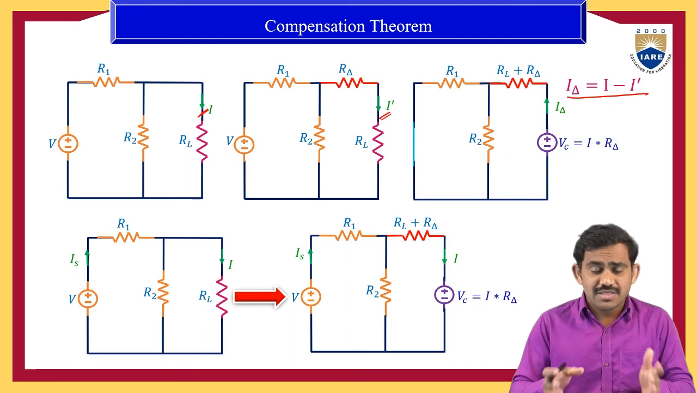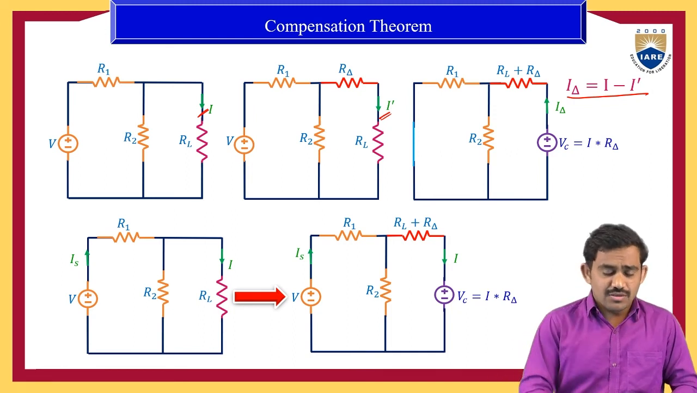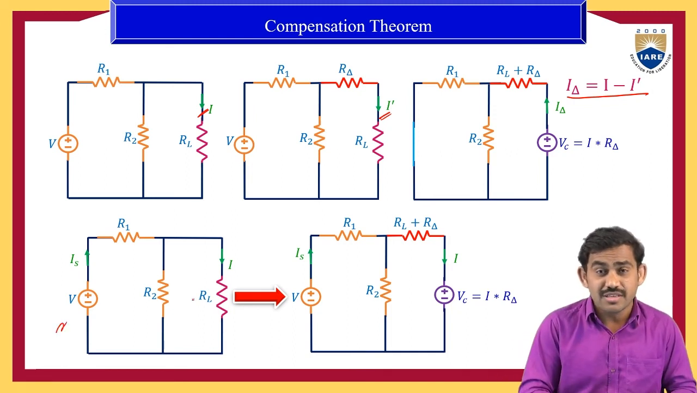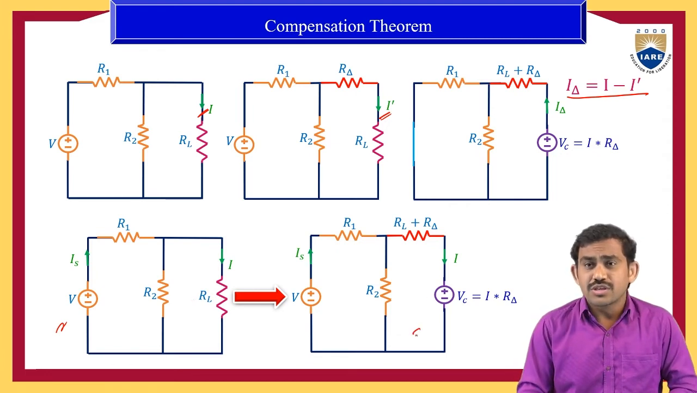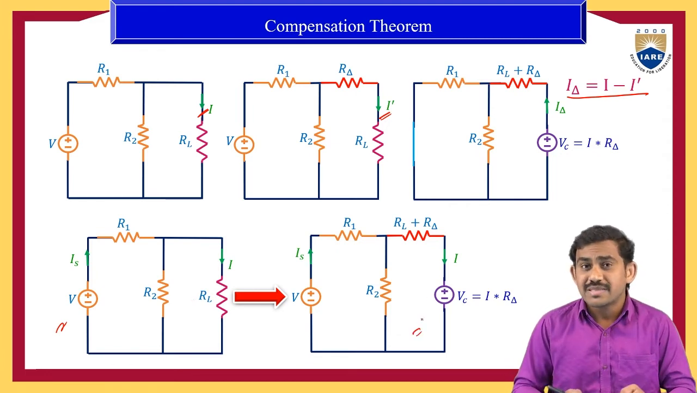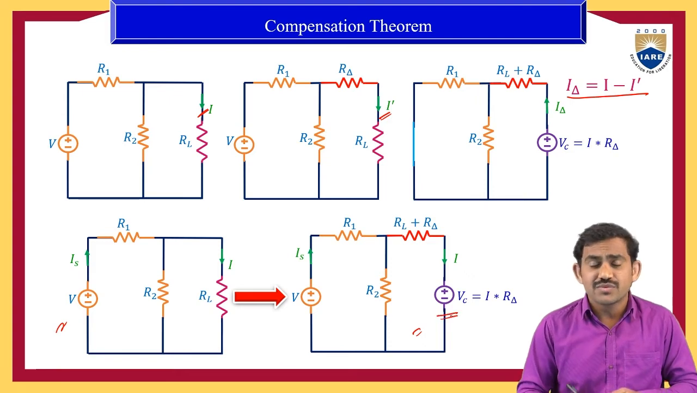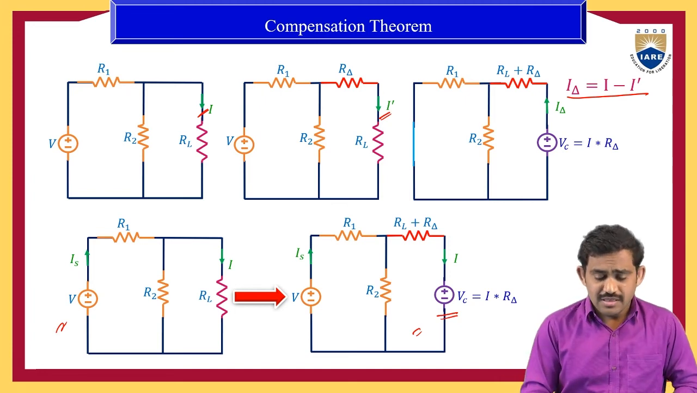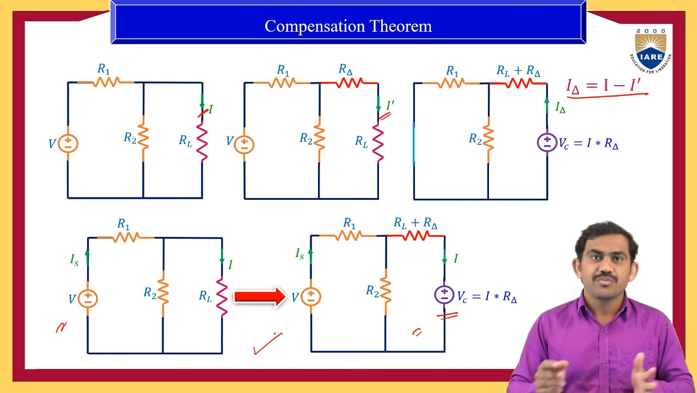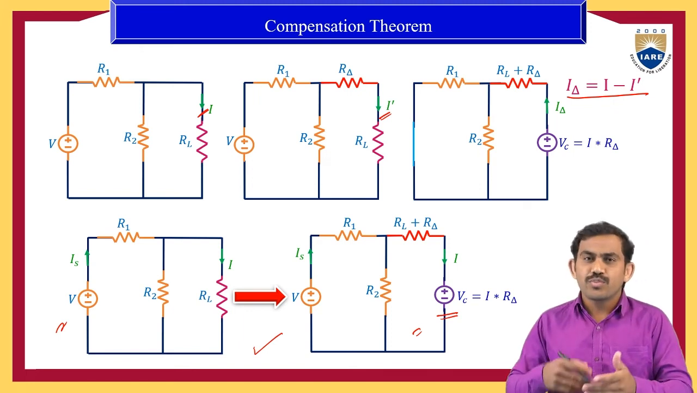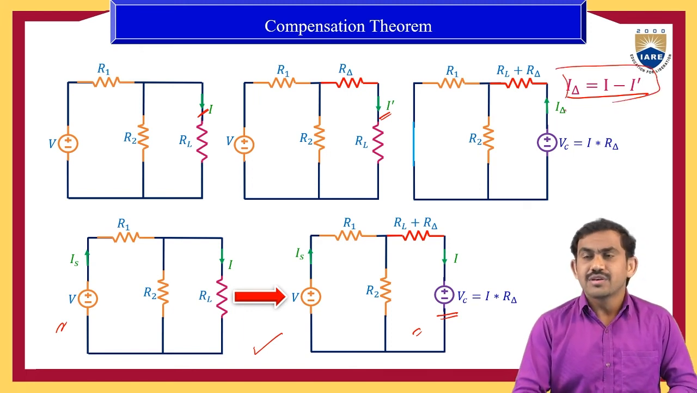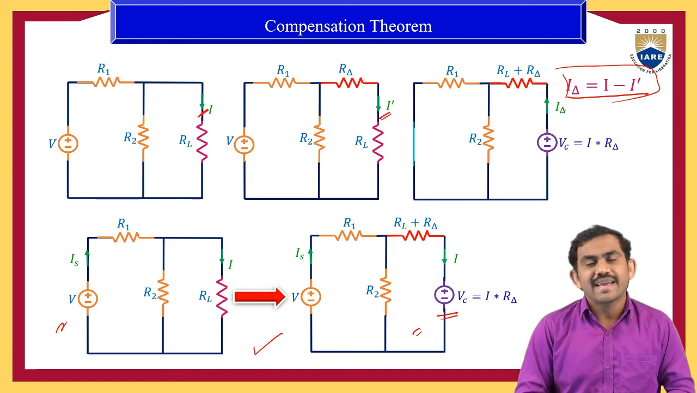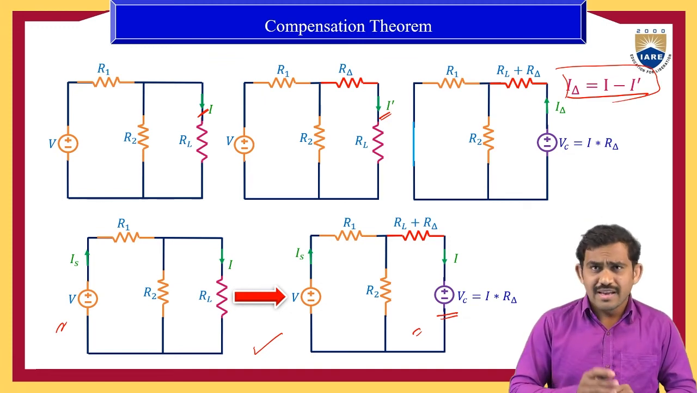Okay, so for the same circuit, this is my main circuit. That circuit is compensated into one more circuit when the resistor is changed. So I need to compensate some voltage. That is my voltage value. Here VC is I into R delta. You want to compensate, so you want to know the main circuit to compensator circuit. This is your compensator circuit. To prove it, up to here is enough: I delta equal to I minus I dash. That is enough to prove the compensation theorem.